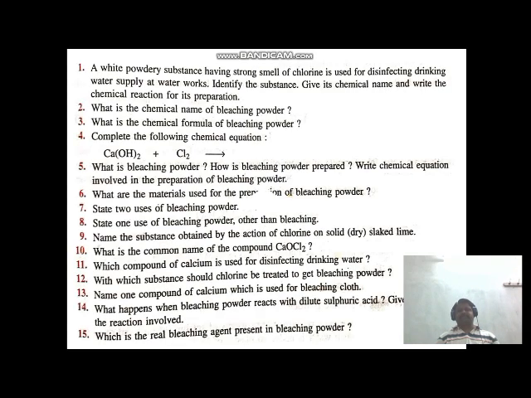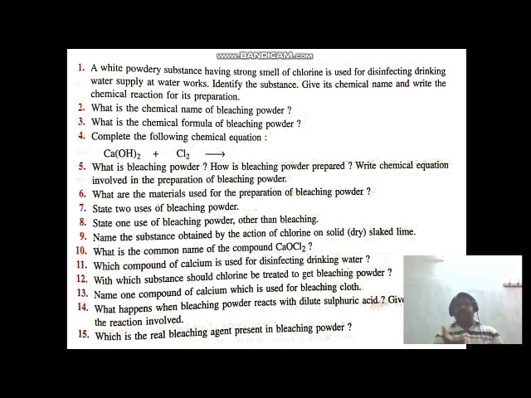First question. A white powdery substance having a strong smell of chlorine is used for disinfecting drinking water supply at waterworks. Identify the substance, give its chemical name, and write the chemical reaction for its preparation. Wow, what an easy question.